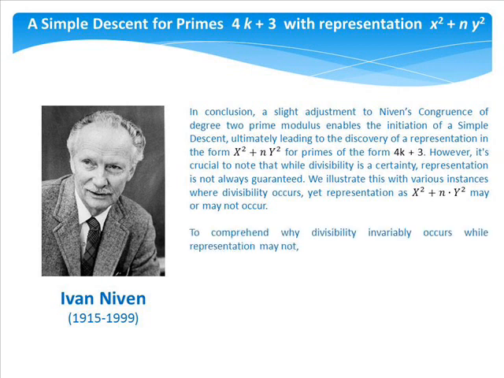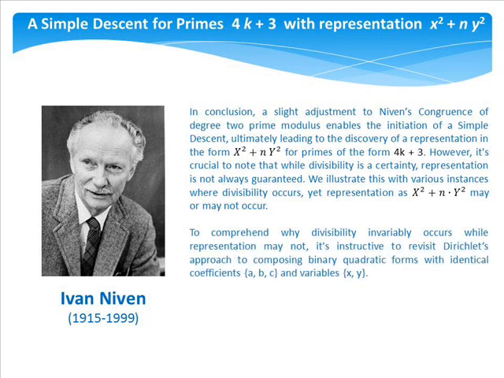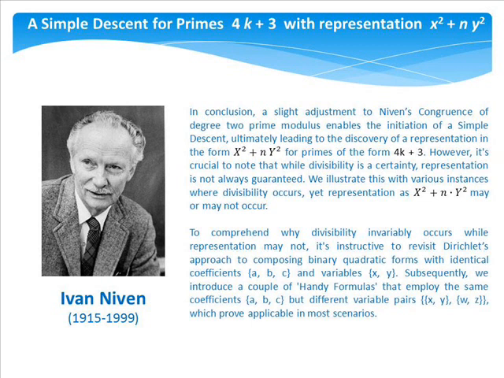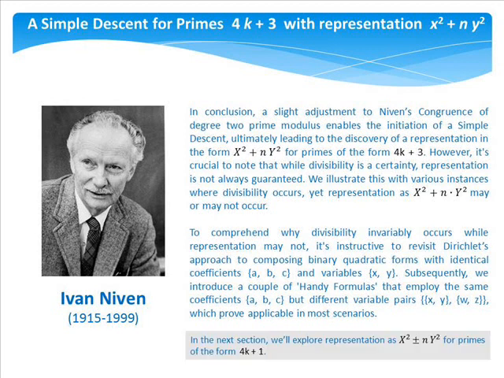To comprehend why divisibility invariably occurs while representation may not, it's instructive to revisit Dirichlet's approach to composing binary quadratic forms with identical coefficients, a, b, and c, and variables x and y. Subsequently, we introduce a couple of handy formulas that employ the same coefficients, a, b, and c, but different variable pairs, x and y, and w and z, which prove applicable in most scenarios. In the next section, we'll explore representation as x squared plus or minus n times y squared for primes of the form 4k plus 1.